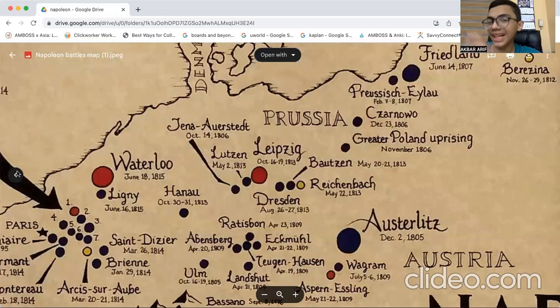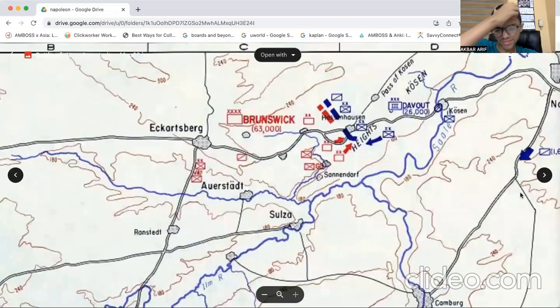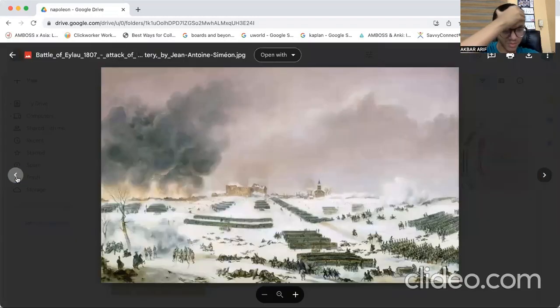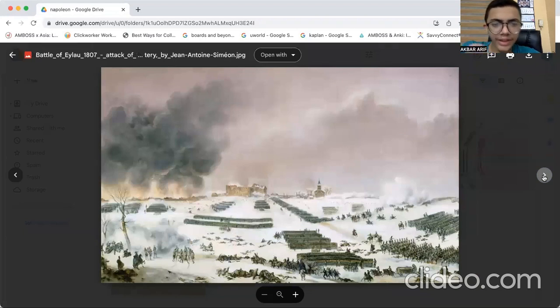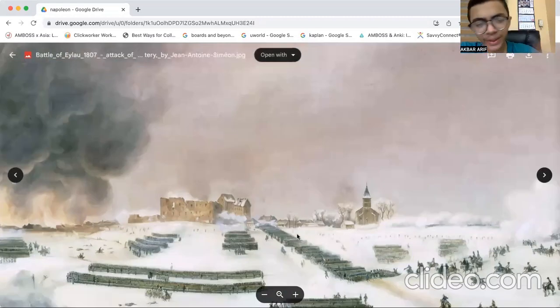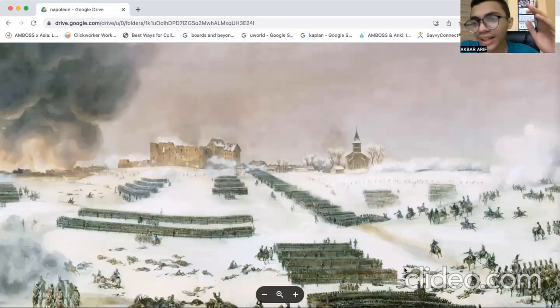So much pain that I can show you an image right here. Look at this. This is the Battle of Eylau. And this is what happens. They are in freezing winter conditions. Everyone is dying. They're falling on the floor. It's a complete disaster for both armies.